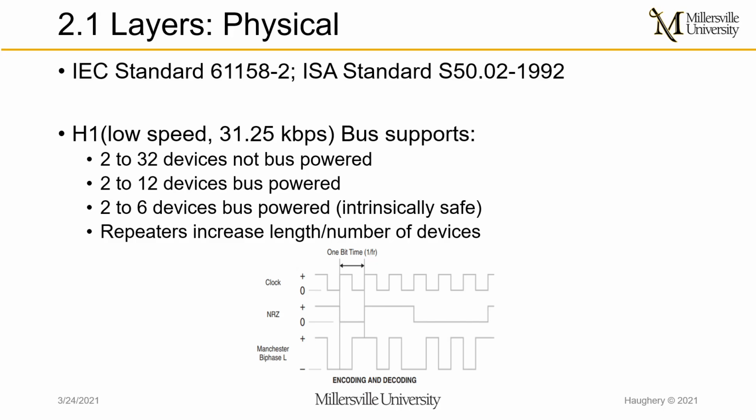There's the low speed mode that Fieldbus uses, which runs at 31.25 kilobits per second. This bus supports between 2 and 32 devices that are not powered, 2 and 12 devices that are powered by the bus itself, and 2 to 6 devices that are again powered by the bus itself but need to be kept intrinsically safe. To increase the length and the amount of devices you can have on one bus, repeaters can be used.